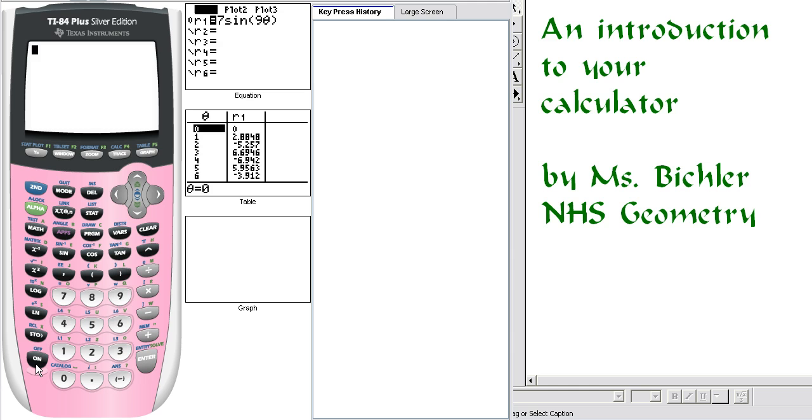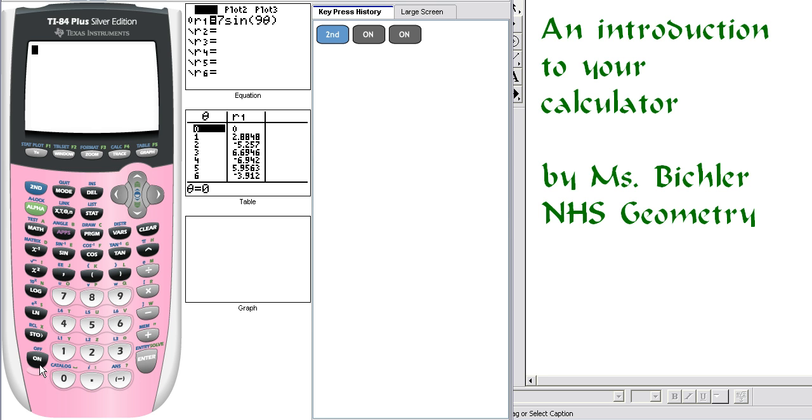First of all, notice you have an on-off button in the lower left-hand corner. Notice that the word off is written in blue. As a matter of fact, there are a lot of things written in blue. If the things are written in blue, you have to hit the second button before you hit the button with the word in blue above it that you want to happen, off. So to turn it on, it's written in white, so I can just hit on. But to turn it off, I have to go second and off.